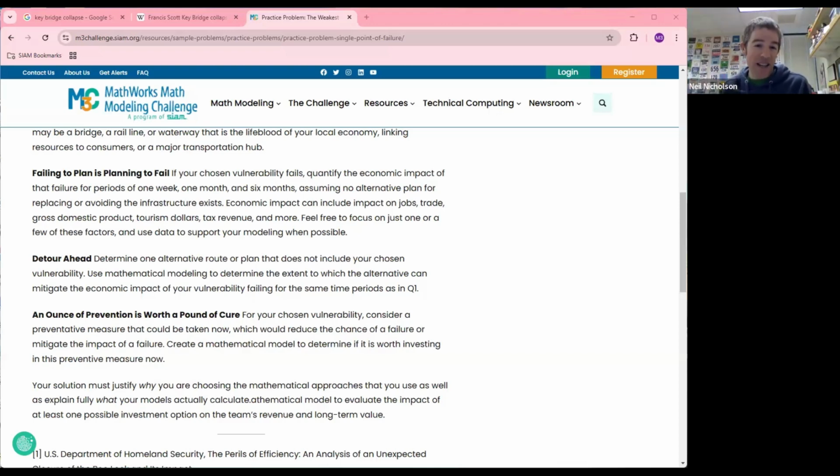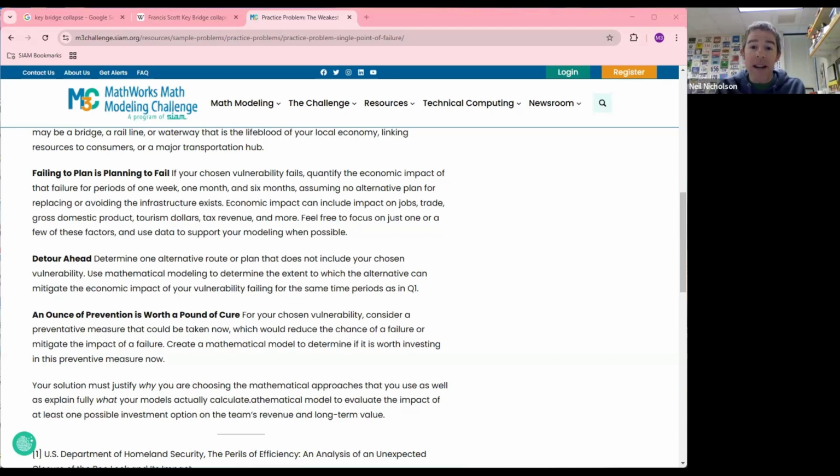I 100% agree. I don't know how tourism dollars are calculated at all. I don't know, like you said, gross domestic product. I think the thing that's important for a novice modeler is figuring out how to define this question so you do feel a little bit of confidence in it.